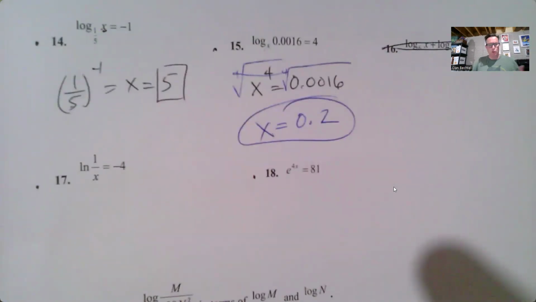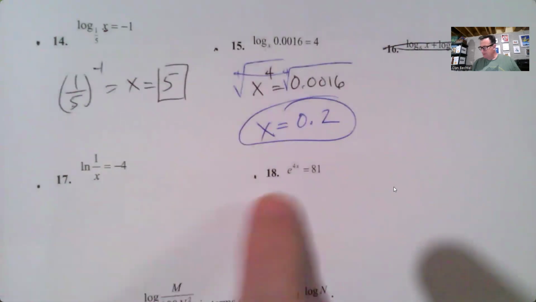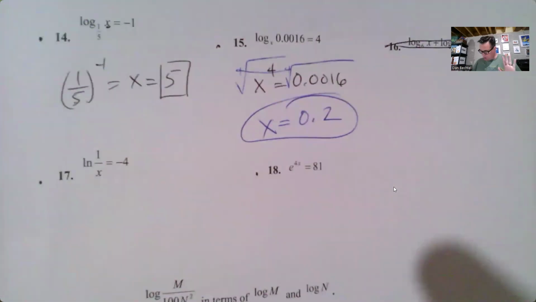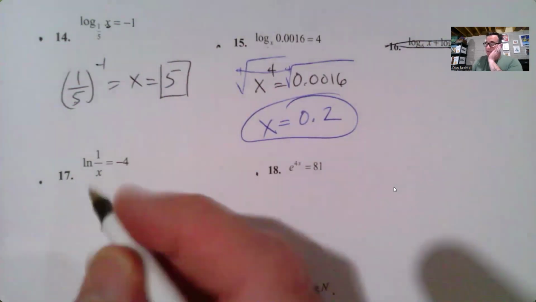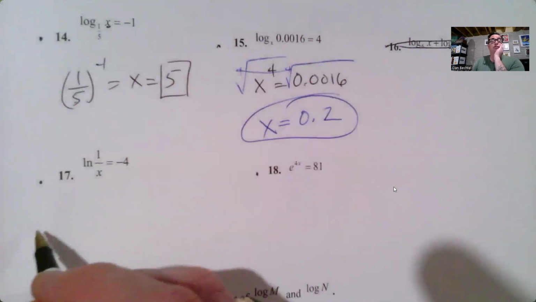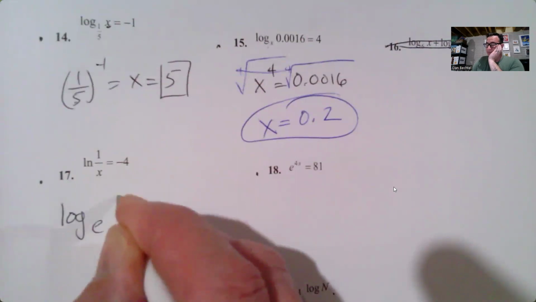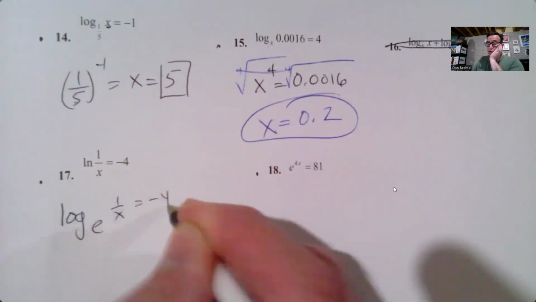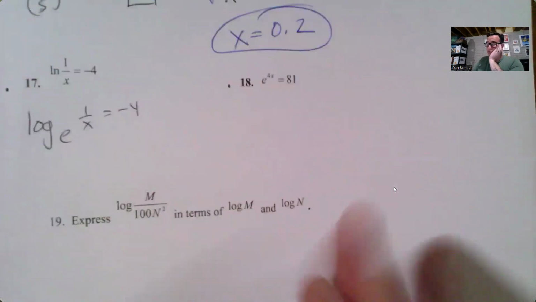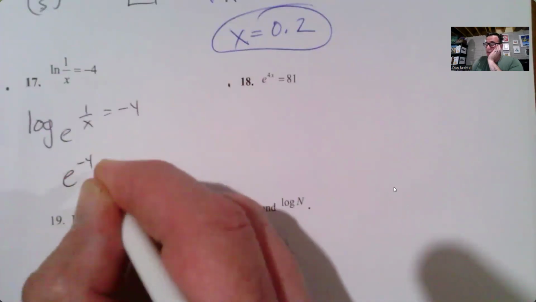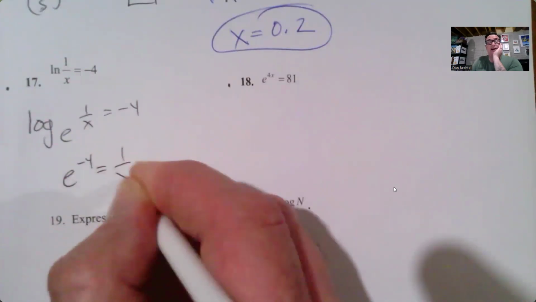So when I look at the rest of these, it's the same idea here. These both involve e's, which is also fine. But what you want to remember is that if you're trying to solve this, you'll have to write it in either exponential form or logarithmic form. For this one, ln is just log base e of 1 over x is equal to -4. And I'm going to write it in exponential form. e to the -4th power is equal to 1 over x.